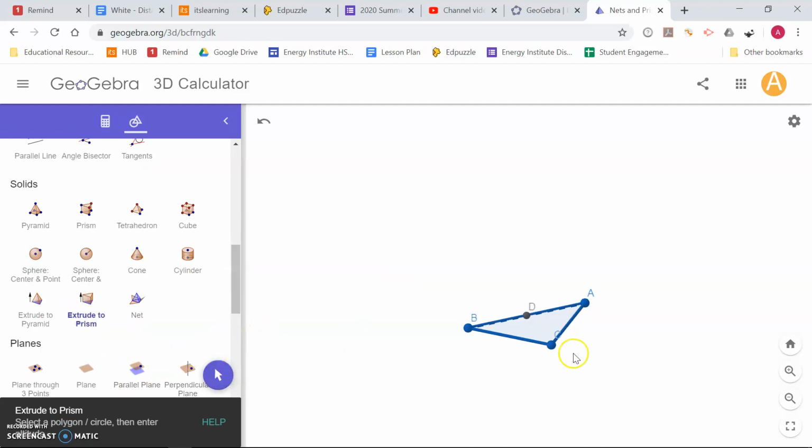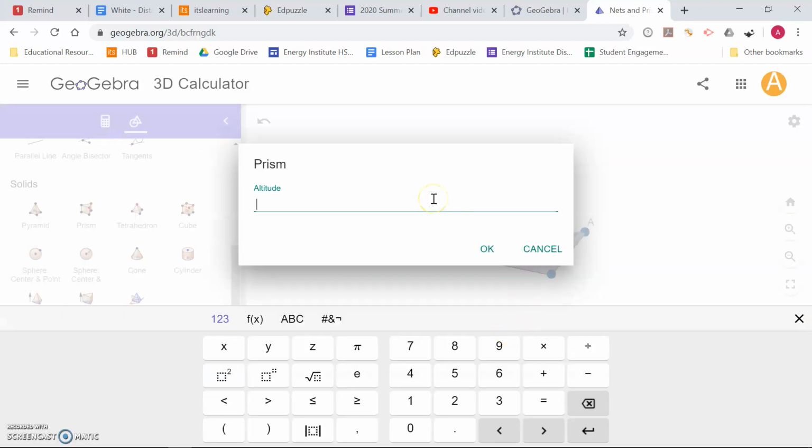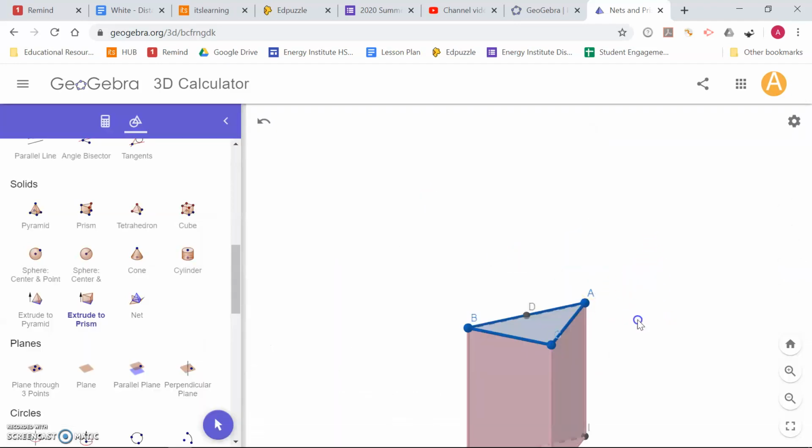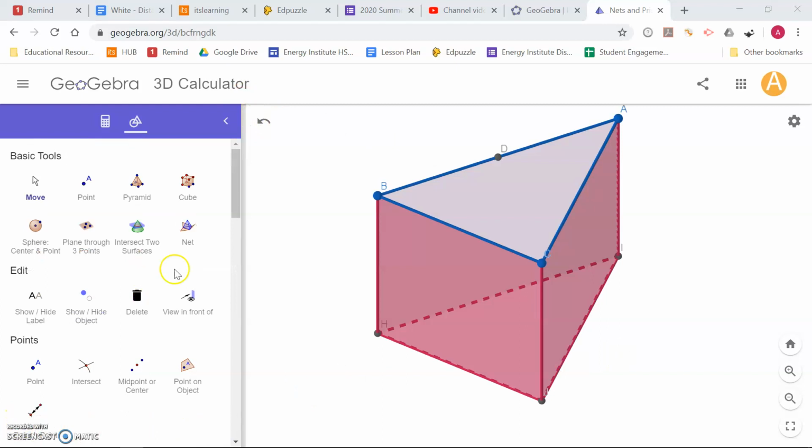I'm going to say that it's going to be 5 units tall. Okay? So now I have this prism right here, and this is a triangular prism. And you saw that to make it, we took that triangle and just pulled it up so that throughout our shape we have triangles. And now we're going to turn this into a net so we can talk about surface area.